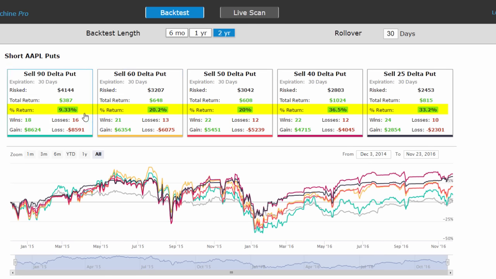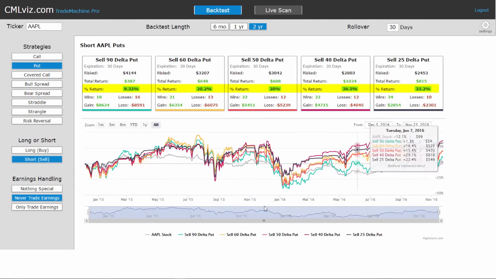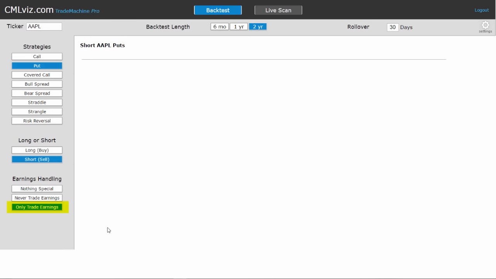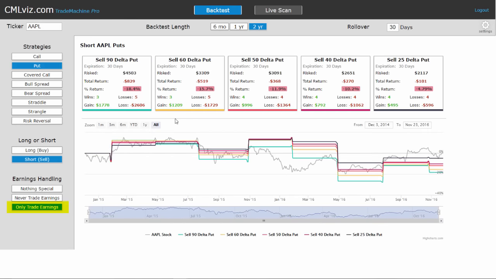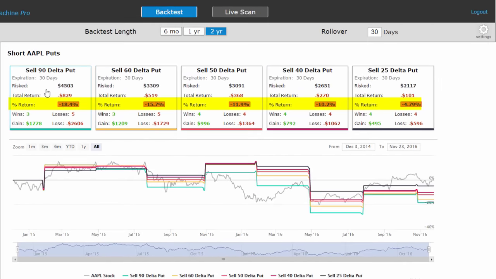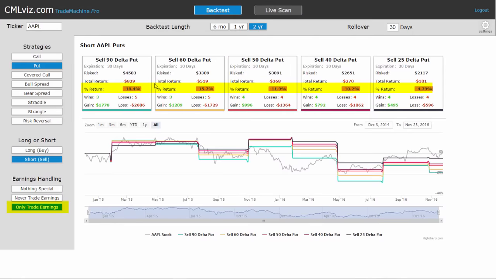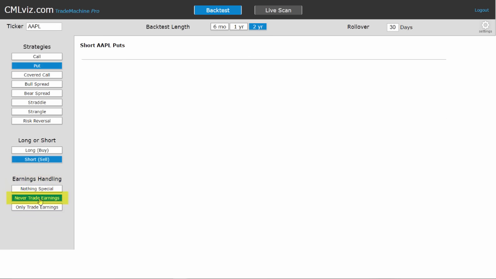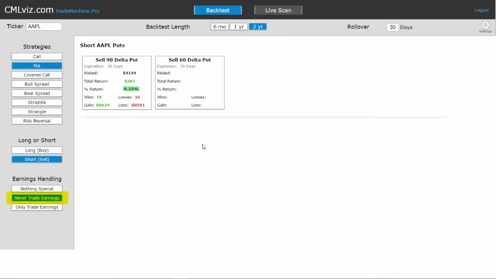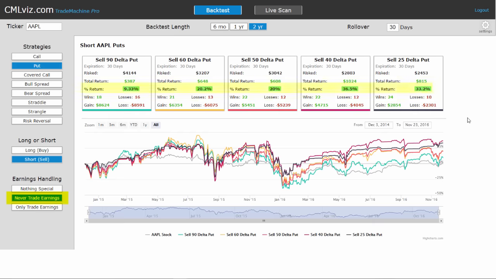If we want to see what the impact was of earnings, we can just pretend we were only trading earnings and watch how negative this strategy turns. Selling puts in Apple over the last 2 years on earnings has been a disaster. This is the power of being able to do a backtest to toggle between trading earnings, never trading earnings, or trading at all times. So this is what it looks like if we only traded earnings, and this is what it looks like if we always avoid earnings.